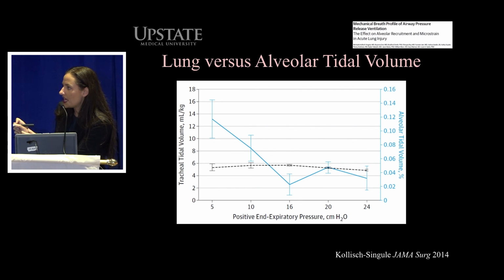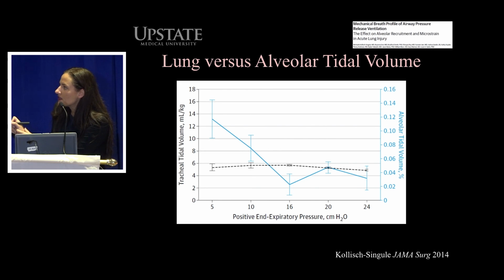And all we did in this study is we changed the PEEP settings. We changed it from a PEEP of 5 to 10, all the way up to 24. And the tracheal, the lung tidal volume, we set consistently at 6 cc per kilogram. The only thing we wanted to see was how the alveoli responded to those 6 cc per kilogram on top of different PEEP levels.